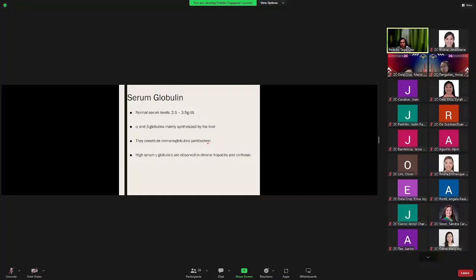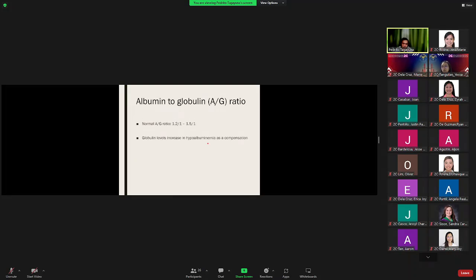High serum gamma globulins will be seen in chronic hepatitis and cirrhosis because of the inflammatory process going on. Particularly IgG for autoimmune hepatitis and IgA in alcoholic liver disease. So you've known already in your pathology the importance of the albumin to globulin ratio. When globulin increases, the ratio decreases in compensation.